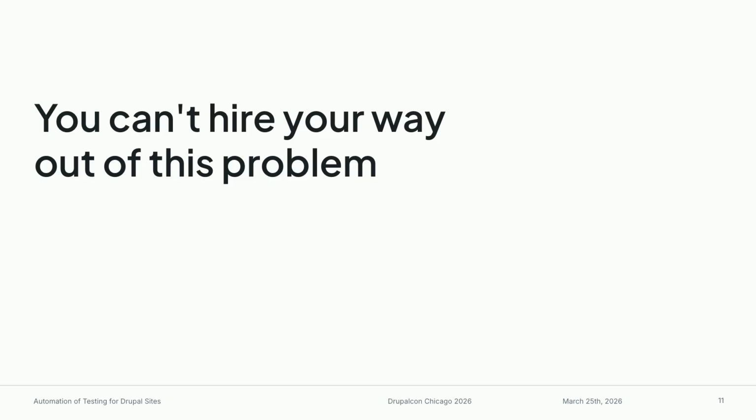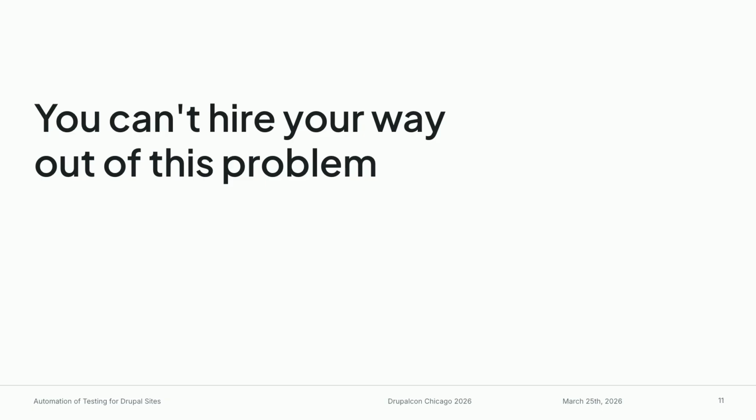Getting more people doesn't really scale. As the site grows, the surface area for regression issues also grows. So manual testing gets more expensive, it gets slower, and we still have those silent, quiet failures happening.